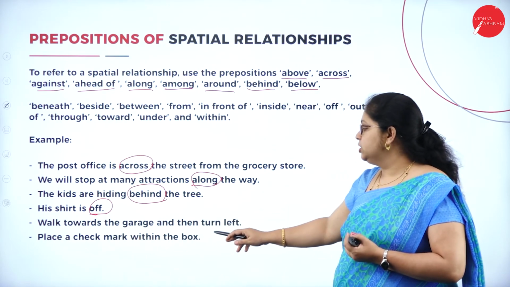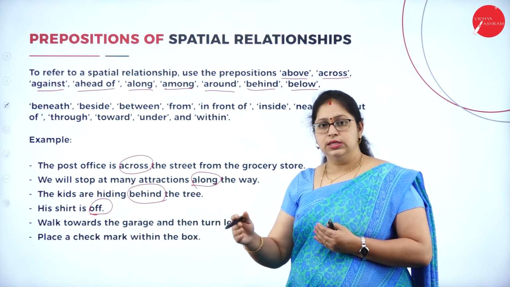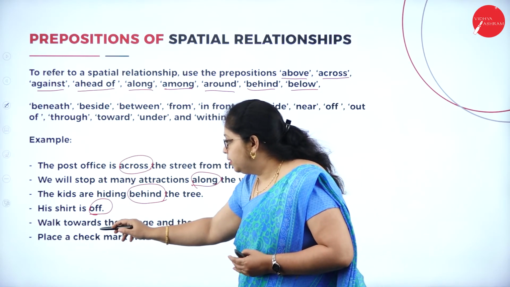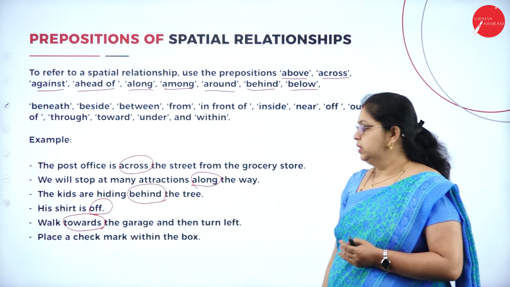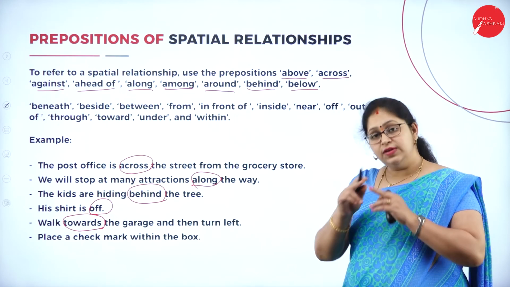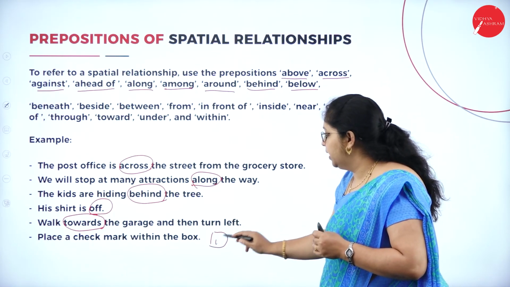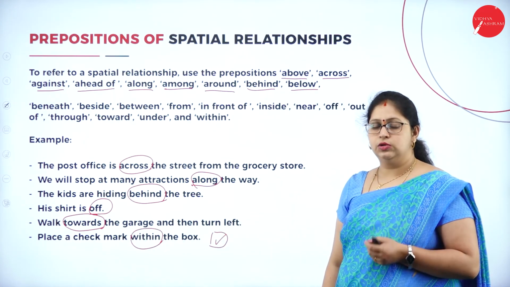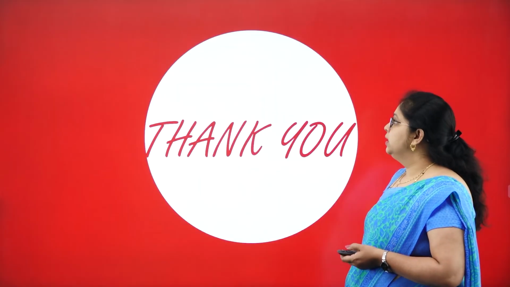Walk towards the garage and then turn left. See, towards, in which direction? There is some space from here to the garage. To fill that space, the preposition used here is towards. Place a check mark within the box. So, where to place the check mark? Within the box. A box will be given, and within that you have to place the check mark, right? So, within is the space given. Okay. So, this is about the prepositions of spatial relationships.